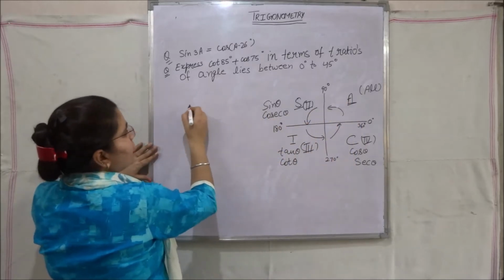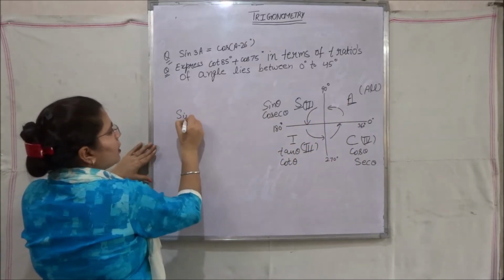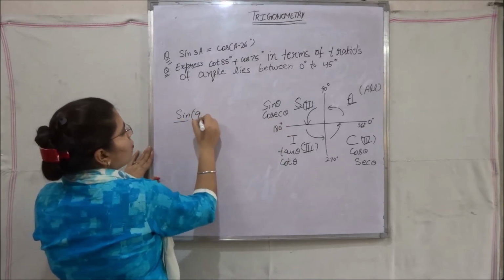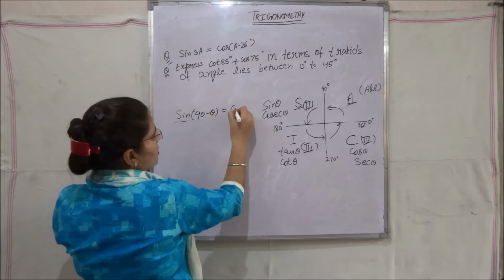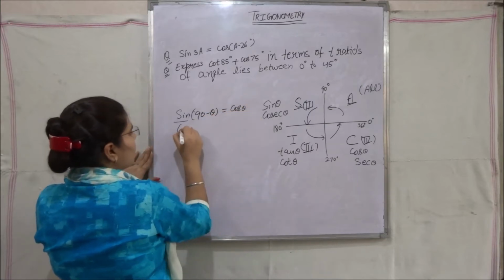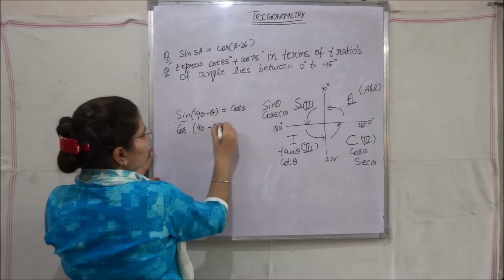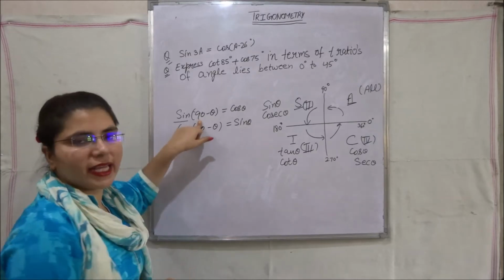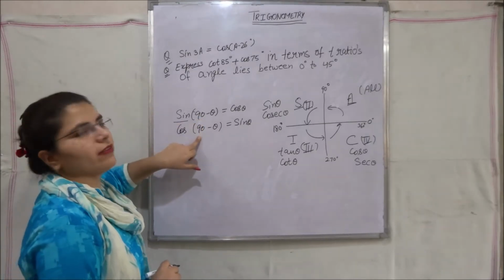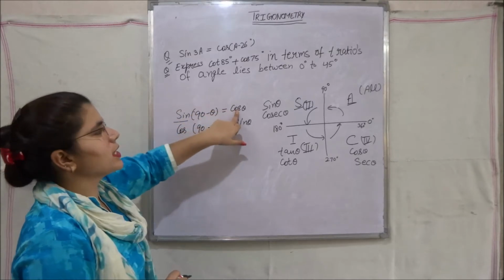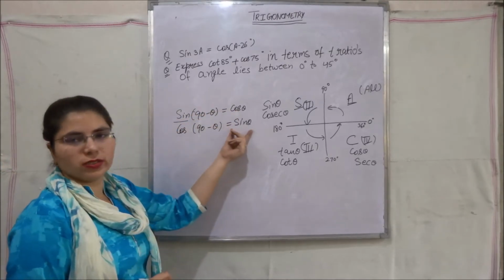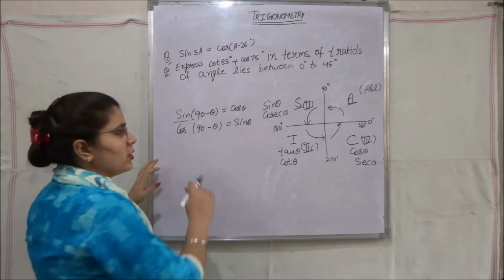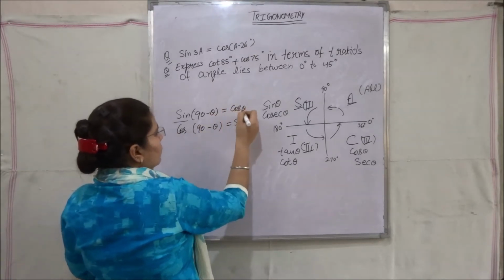Now what are the complementary T ratios? For example, sin of 90 minus theta will be cos theta. In a similar way, cos of 90 minus theta will be sin theta. So here, if the angle is 90° or 270°, then sine will be changed into cos, cos will be changed into sine, tan will be changed into cot, and so on.